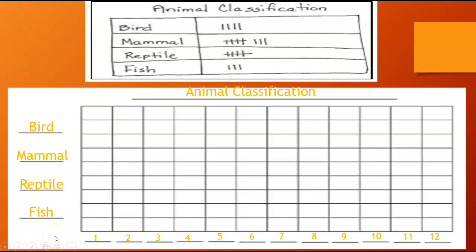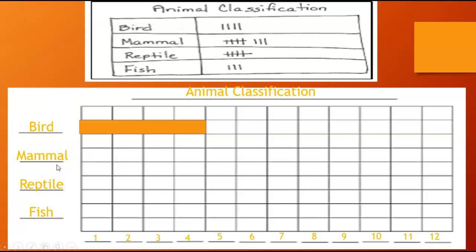Okay, so now we're going to look and see how many tally marks birds have. Looks like we have 1, 2, 3, 4. So we need to color in all of the boxes up to number 4, the fourth line here. This is the fourth column, so we need to color all of those all the way there. So that shows us that there are 4 birds. 1, 2, 3, 4 are shaded in, 4 birds.